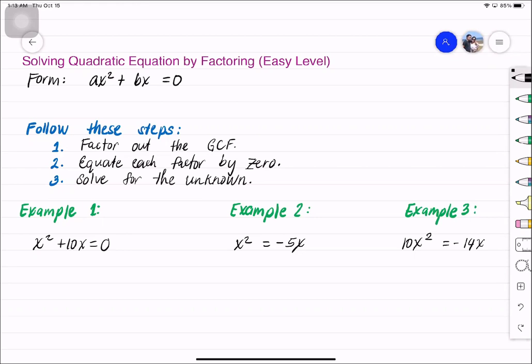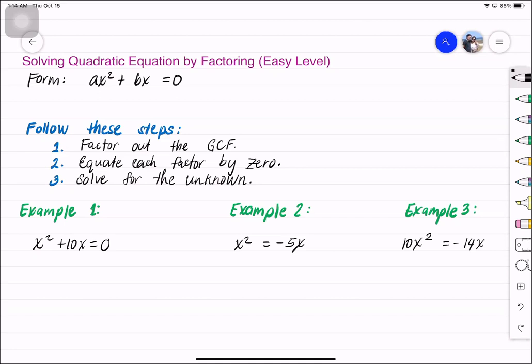So I have here three examples. Example 1, x squared plus 10x equals 0. Example 2, x squared equals negative 5x. Example 3, 10x squared is equal to negative 14x. So let's start. Considering example number 1, since it is already in the form of ax squared plus bx equals 0, we can now proceed with step number 1.